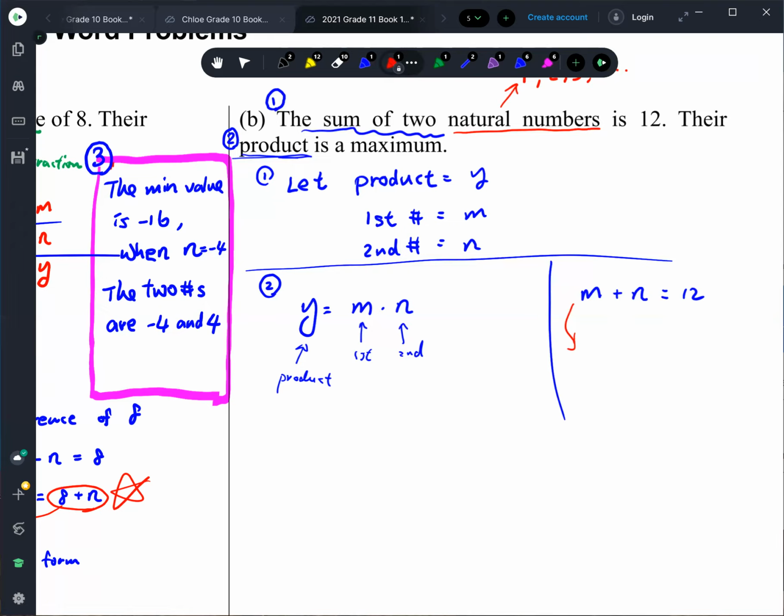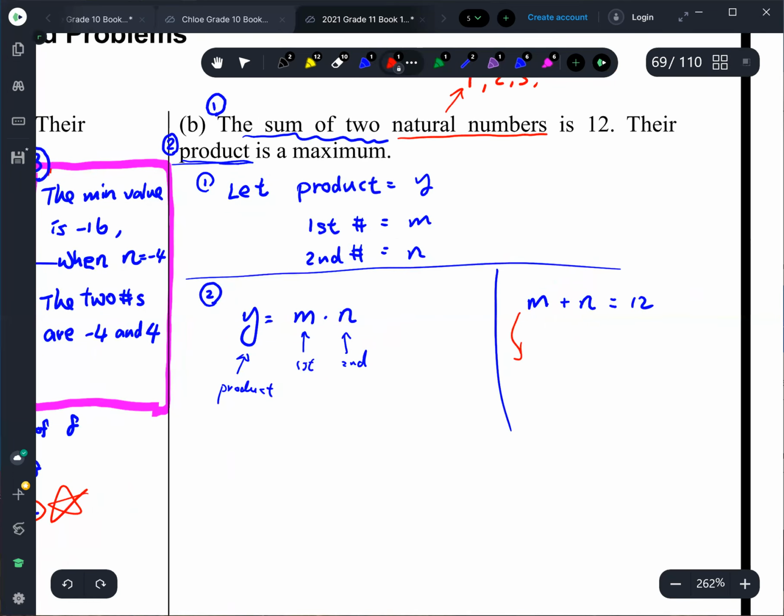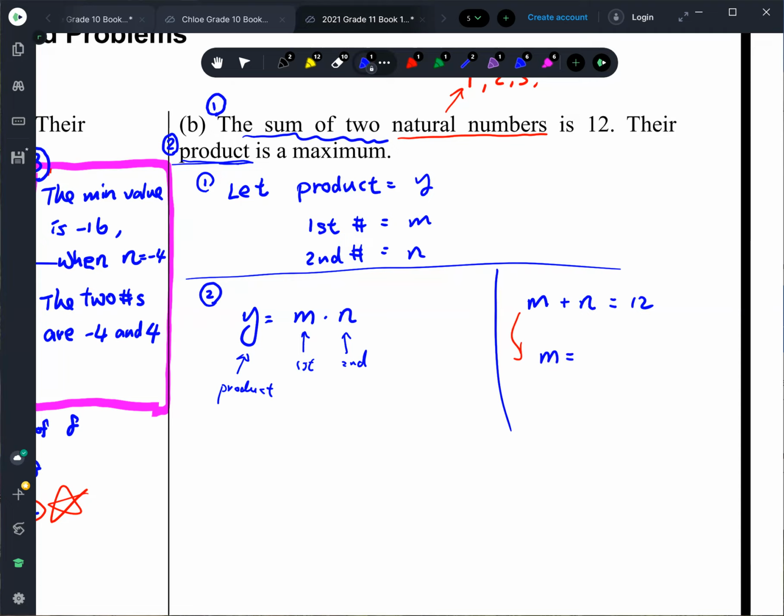So after that, from the right-hand side, you isolate one of the variables. You can either isolate M or isolate N, okay? Once you isolate it, you plug it back into the equation. So which one do you want to isolate? M. Okay, how do you isolate the M? M equals 8 plus 4? Or wait.